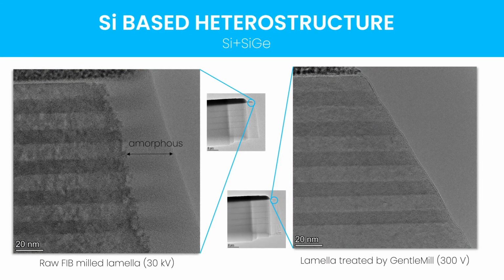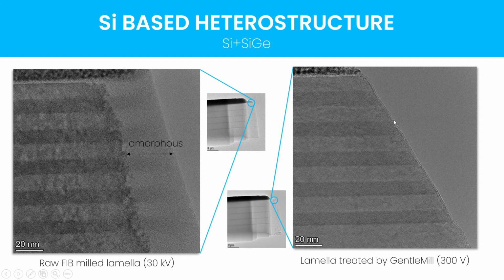But then, when we look at the higher magnification images, big differences are seen. So on the left image we see the raw FIB cut lamella finished at 30 kilovolts, and you see a wide amorphous band on the sample edge. Also in the lattice image to the left from the amorphous band, there is some cloudy contrast, some unevenness of this lattice image.